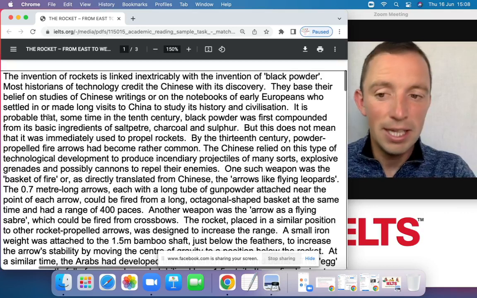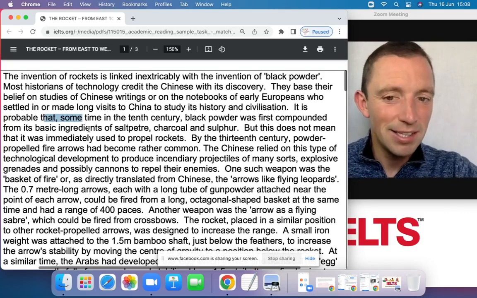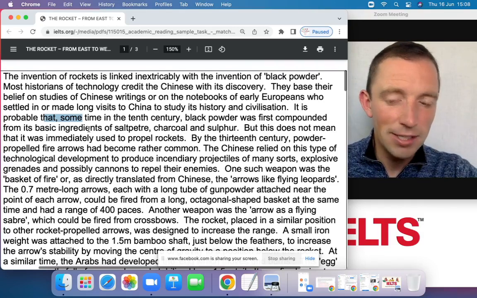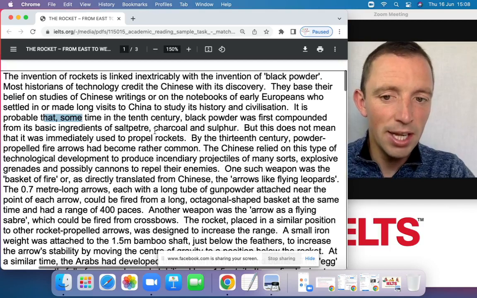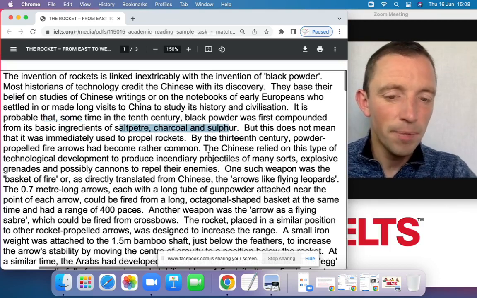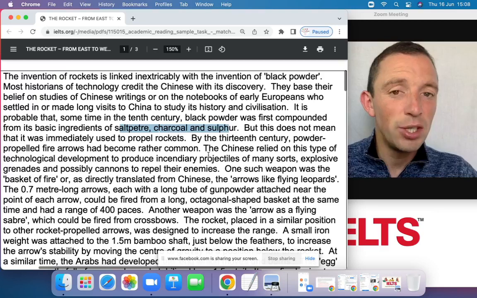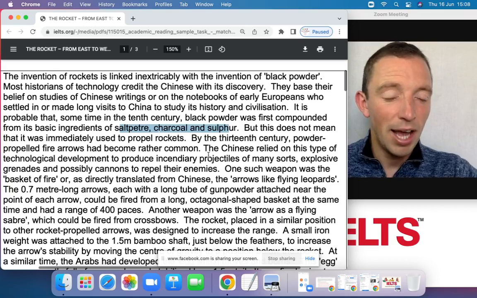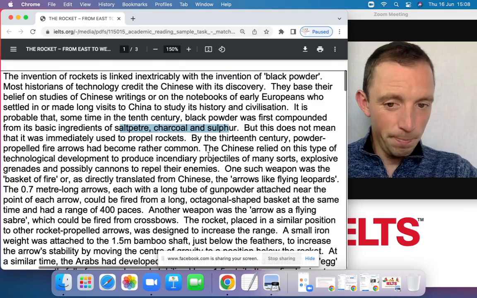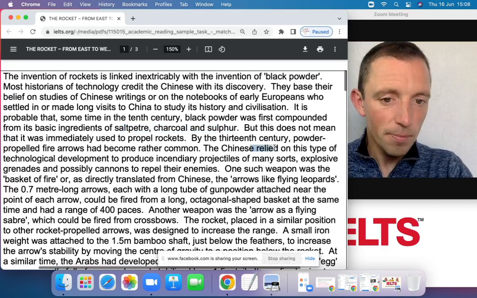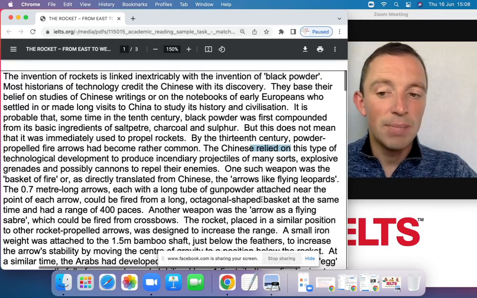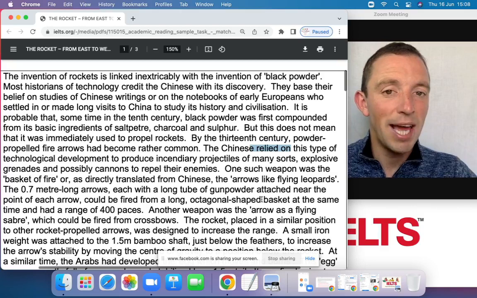Okay, so most historians of, yes, so we started here. It is probable that sometime in the 10th century, black powder was first compounded from its basic ingredients of saltpetre, charcoal, and sulfur. But this does not mean that it was immediately used to propel rockets. By the 13th century, powder-propelled fire arrows had become rather common. The Chinese relied on this type of technological development to produce incendiary projectiles of many sorts, explosive grenades, and possibly cannons to repel their enemies.